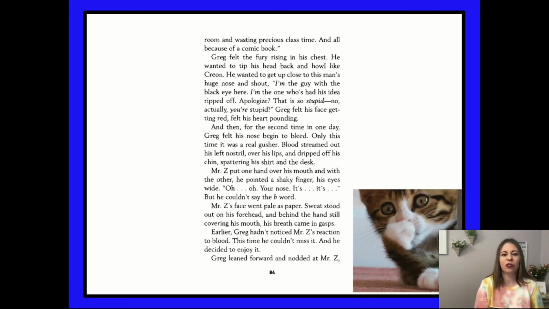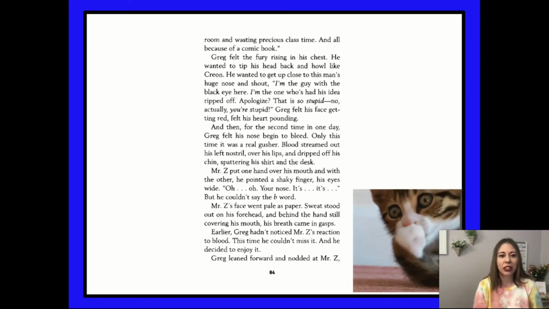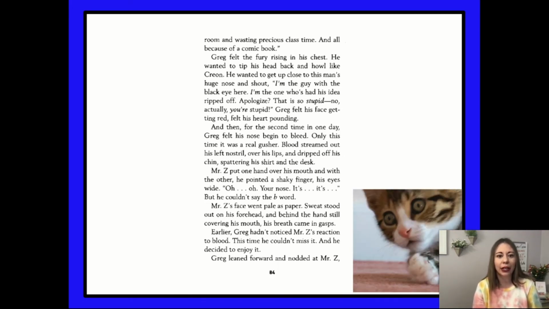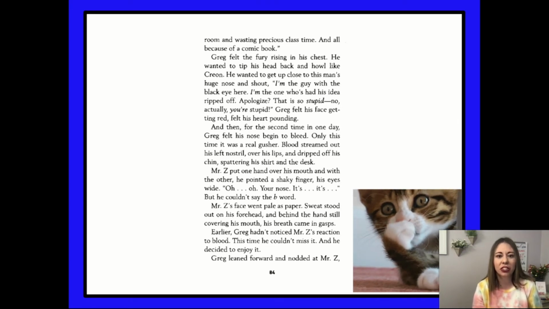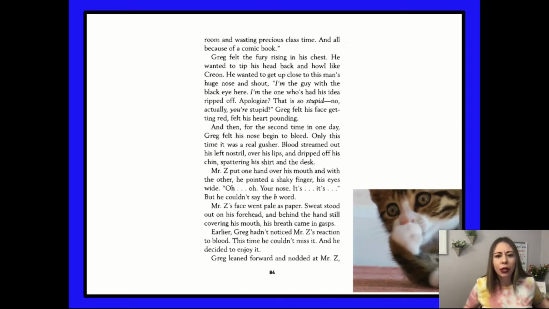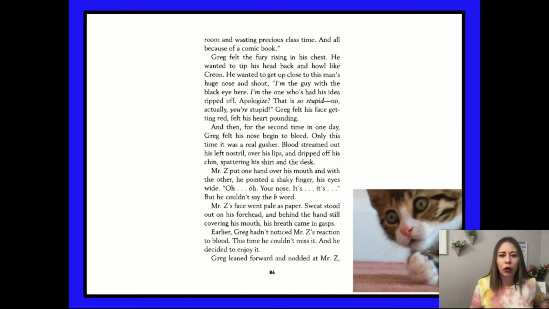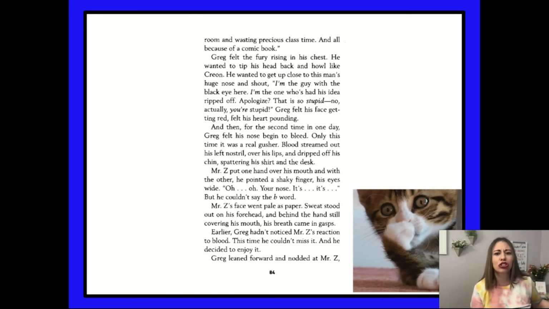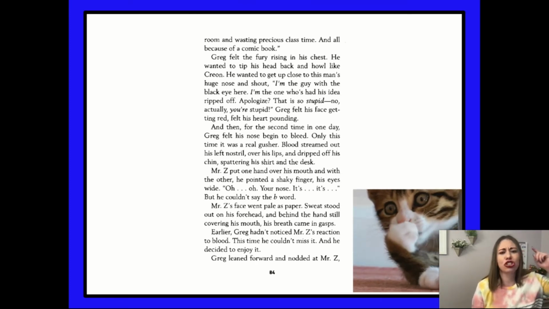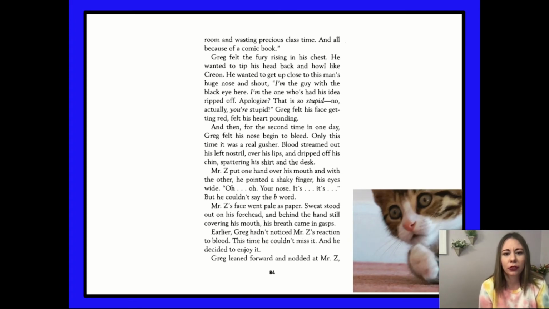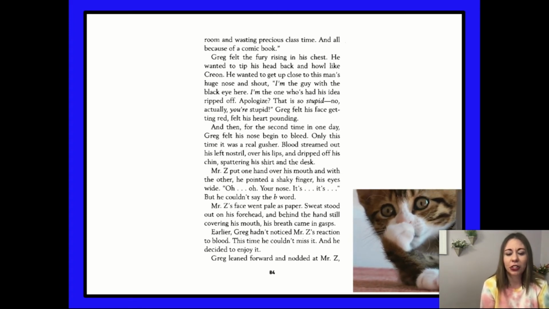Greg felt the fury rising in his chest. He wanted to tip his head back and howl like Creon. He wanted to get up close to this man's huge nose and shout, "I'm the guy with the black eye here. I'm the one who had the idea ripped off. Apologize? This is so stupid. No, actually, you're stupid." Greg felt his face getting red, felt his heart pounding.